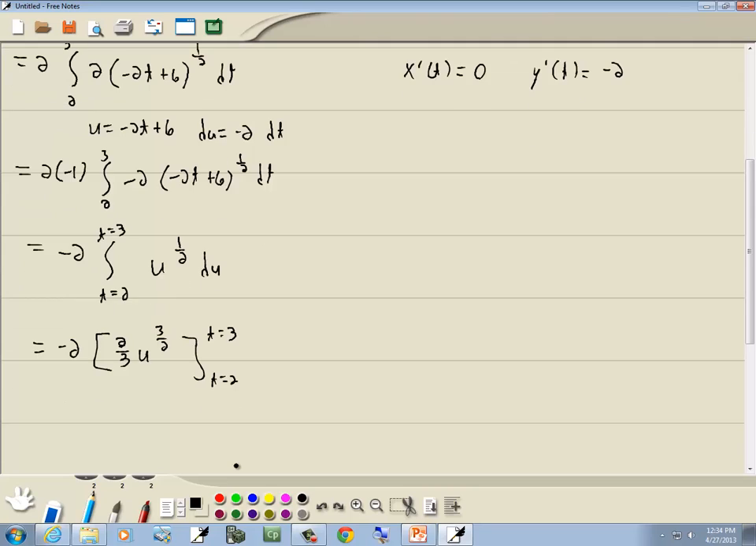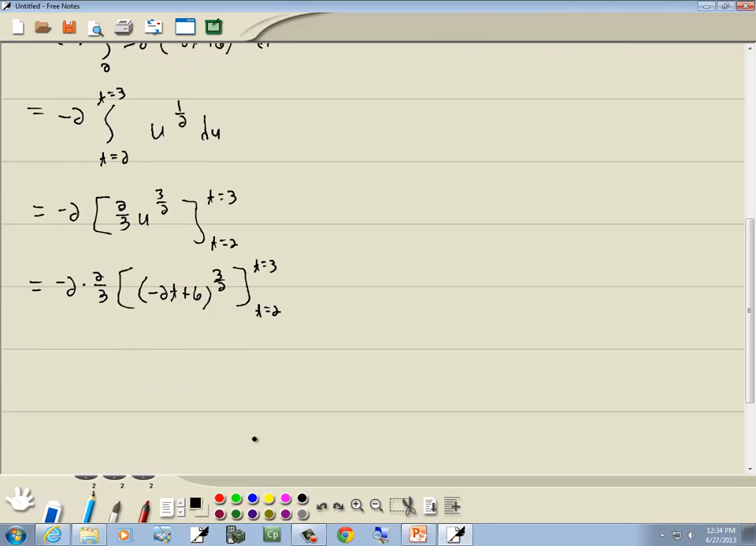And we'll plug our u back in, and also take that 2/3 and put it out in front. So we got negative 2 times 2/3, and u, we said, was negative 2t plus 6 to the 3/2 power, from t is equal to 2 to t is equal to 3. Which gives us negative 4/3.